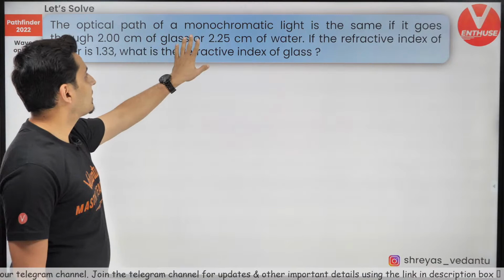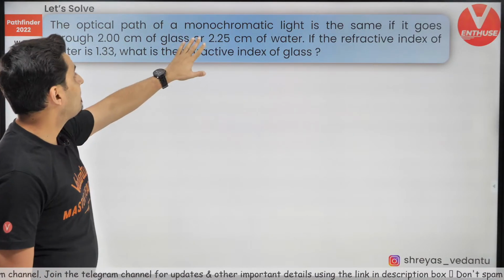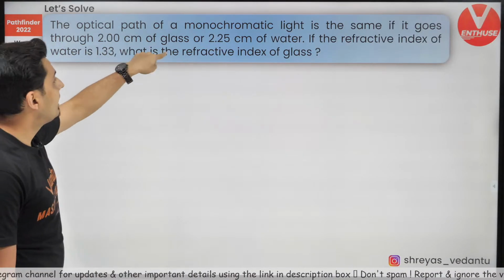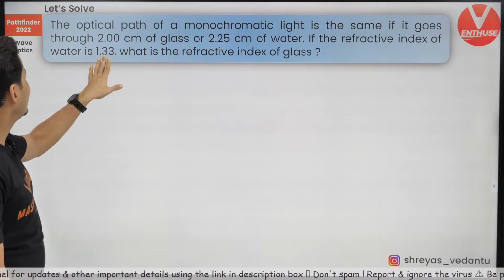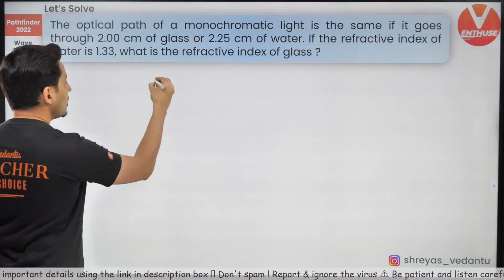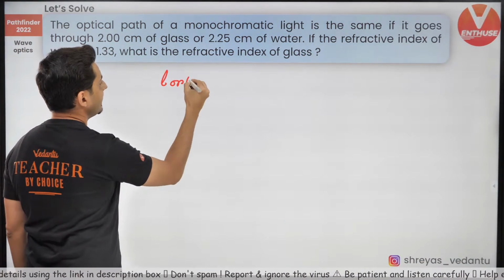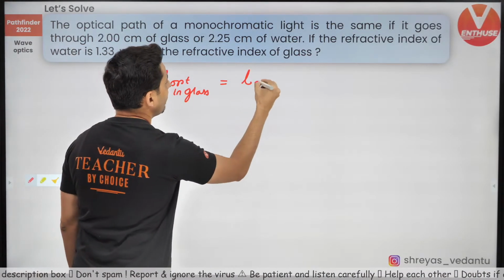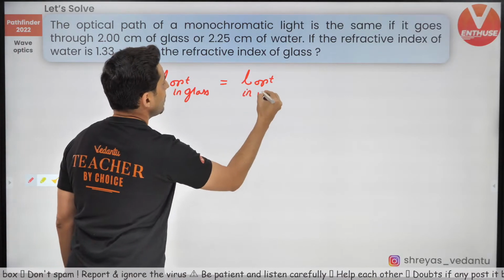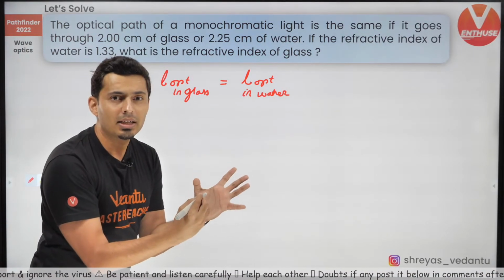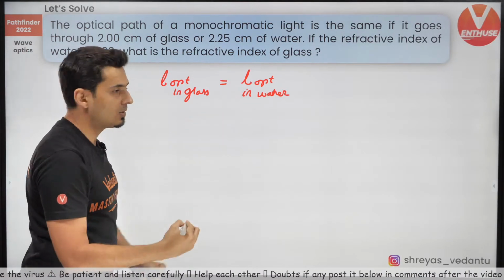Okay. Last question for today. So the optical path of a light is the same if it goes through glass or water. The refractive index of water is given. What is the refractive index of glass? Interesting question. So the optical path length in glass is the same as the optical path length in water. That's what the question says. What is the formula for optical length? Mu into the thickness of the slab.